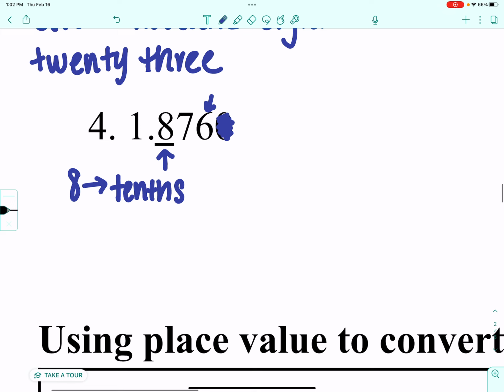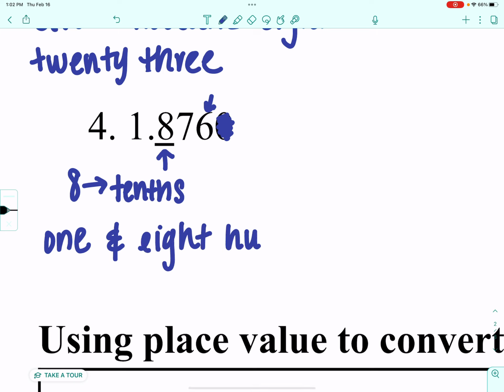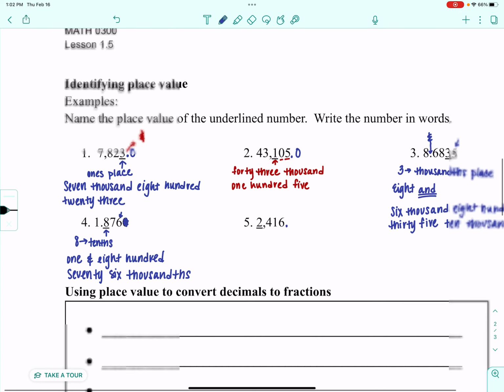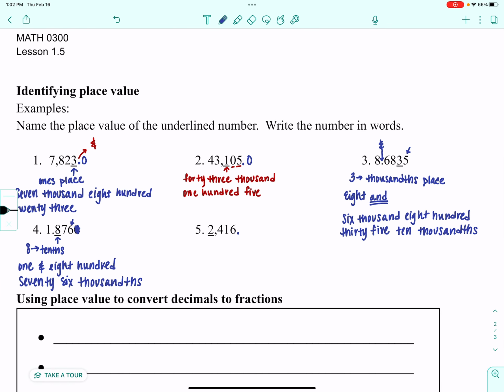So when I write the number, I have 1 and for my decimal, 876 thousandths. That is it for identifying place value. In the next video, we will use it.